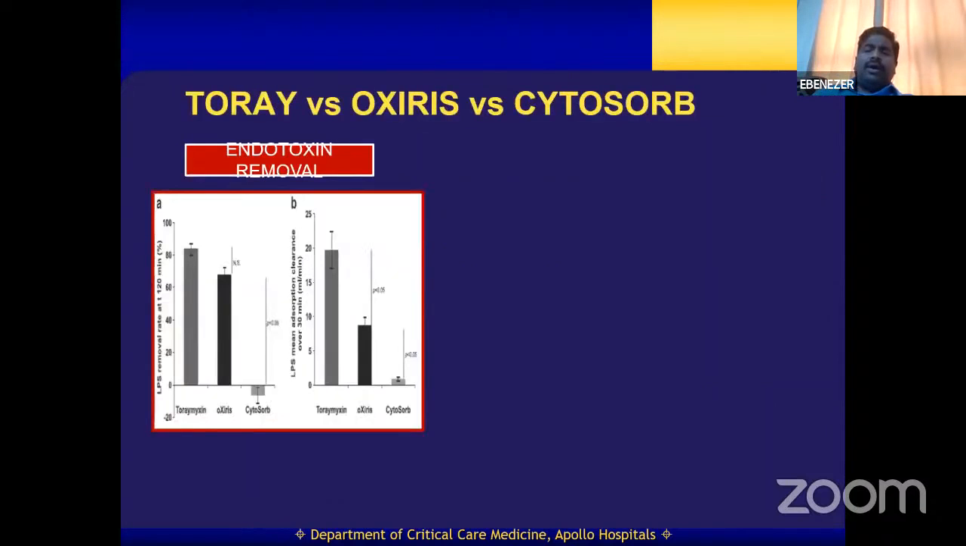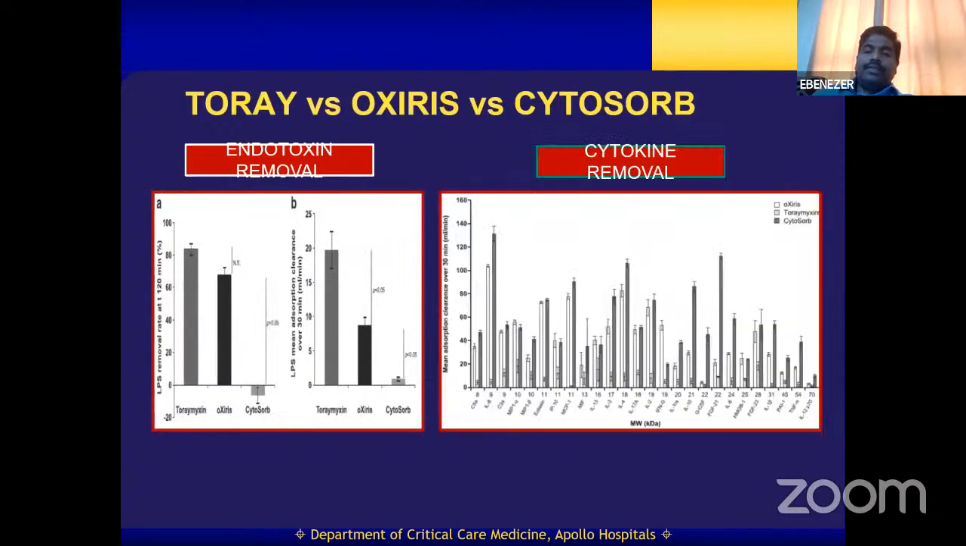And since all of you are postgraduates, you should know the three major types of filter therapies which we did use 2-3 years back. One is Toraymyxin, the next one is Oxiris, and the other one is CytoSorb. CytoSorb is one thing probably most of us used. And very rarely did we get our hands on Oxiris and Toraymyxin. So when you think in terms of cytokine removal, CytoSorb; endotoxin removal, Toraymyxin and Oxiris.